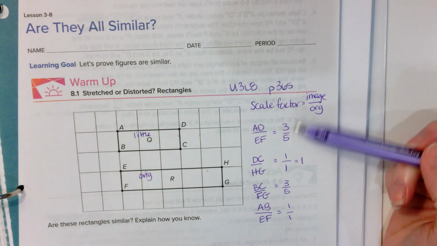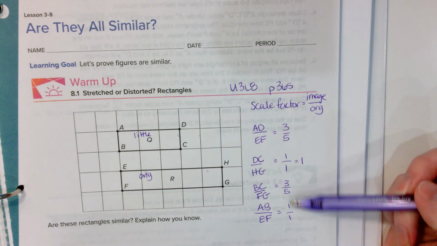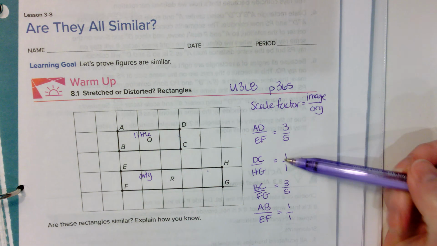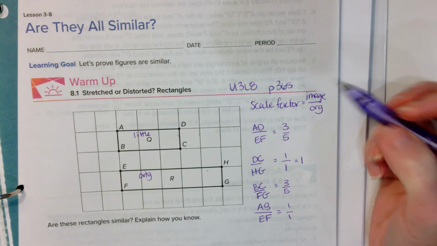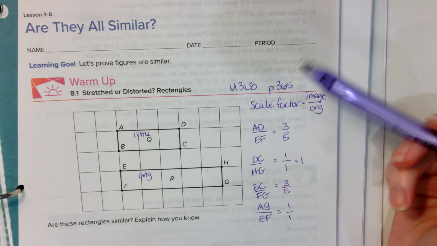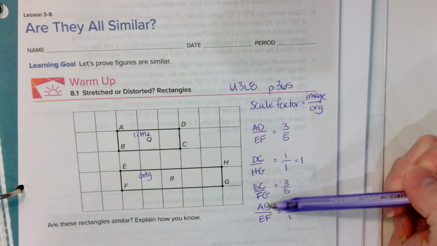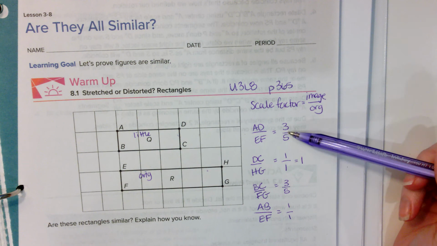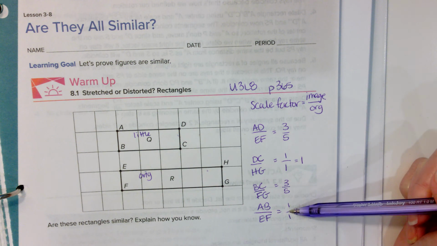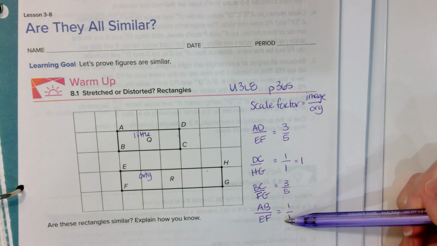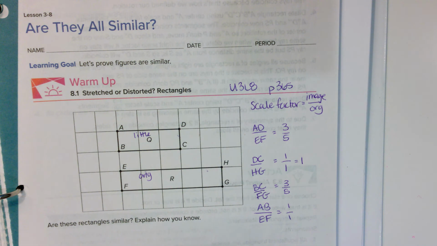Since all four of these are not 3/5, 3/5, 3/5, or 1, 1, 1, 1, or if I, just for purposes of getting my mind around this, flip-flop these ratios and put the bigger side on top, since they're not 5/3, 5/3, 5/3, 5/3, since they don't match, my sides are not in proportion, and I can verify that these two figures are not similar.